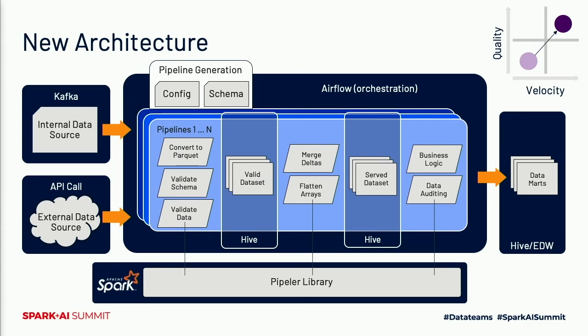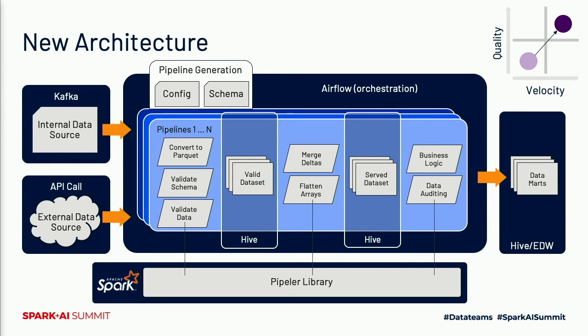Moving right, this large dark blue box represents our orchestration layer. Our pipelines now use Airflow only for orchestration and generate pipelines by parsing YAML configuration and Avro schema files. Moving down to the three stacked blue boxes that represent individual pipelines. We've stacked them to represent the pipelines as entities that are now dynamically generated as opposed to independently architected.